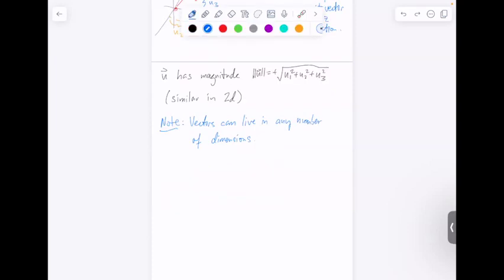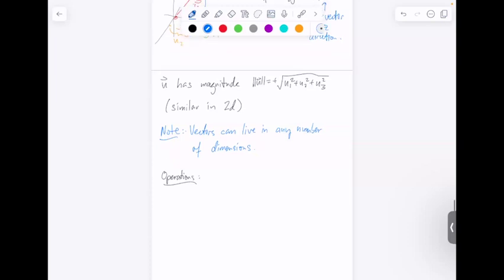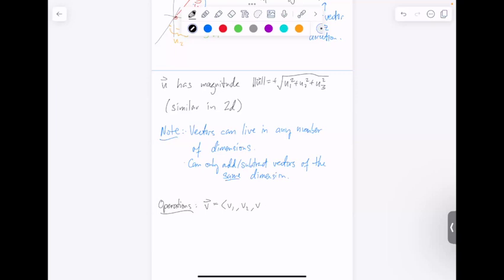Let me introduce to you some operations. Vectors can live in any number of dimensions, but you can only add and subtract vectors of the same dimension. That's just sort of how it works out. You can't have vectors living in 2 different dimensions, like they're living in 2 completely separate worlds. They're different categories of things, so you can't really add those together. But if you're in the same dimension, let's say we're going to work exclusively in R3 for this illustration, you could see how these operations generalize to higher numbers of dimensions.